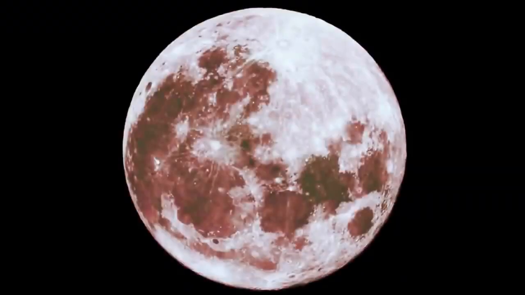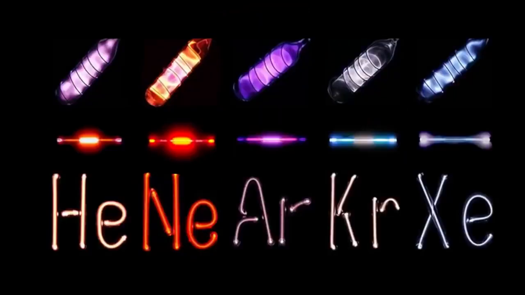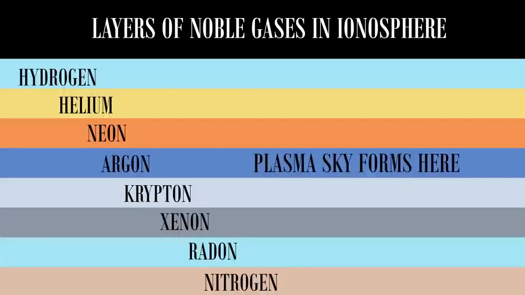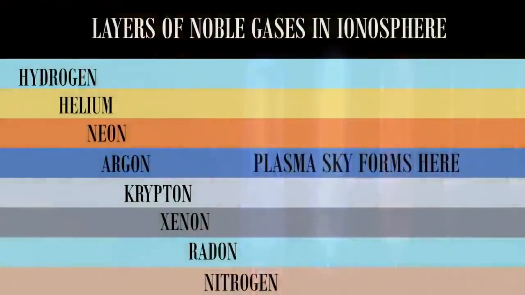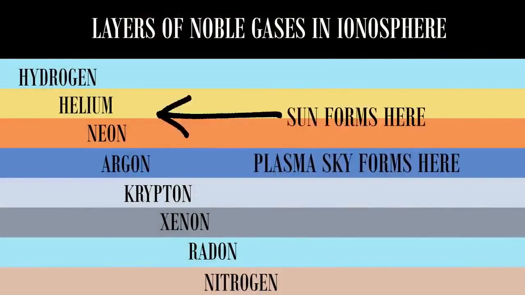If the moon is a point of focused, condensed plasma, then it has to occur within one of the layers in the ionosphere above us. All the various inert noble gases in our ionosphere appear at differing layers and altitudes. We looked at how these are charged by the sun's electromagnetism to form the plasma sky. At a certain altitude in the ionosphere, there are two layers of neon and helium gas. It is likely that the sun forms in a similar fashion within these layers.